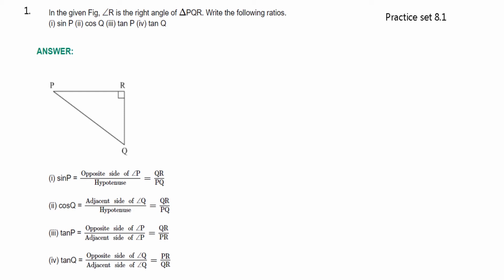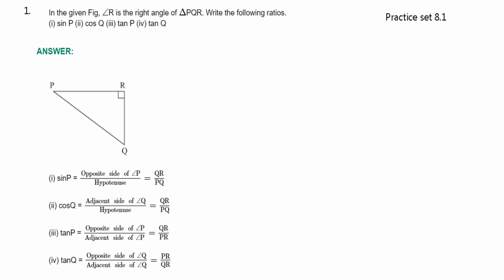Now cos Q. We know that cos theta is adjacent side upon hypotenuse. Here, cos Q is adjacent side of angle Q upon hypotenuse. First you see what is the opposite side of angle Q, then see what is the hypotenuse. So the remaining side will become the adjacent side of angle Q. Adjacent side of angle Q is QR, upon hypotenuse. Hypotenuse is PQ. So cos Q will be QR upon PQ.